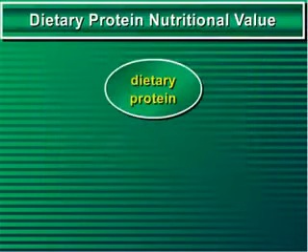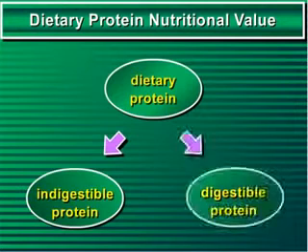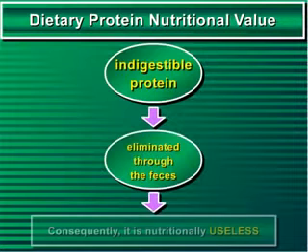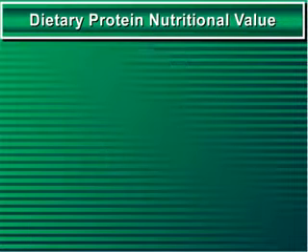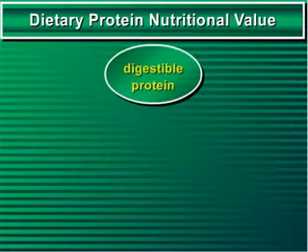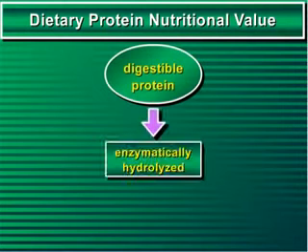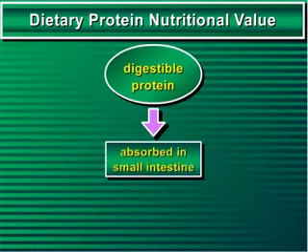A dietary protein can be either indigestible or digestible. A protein is indigestible when it is eliminated through the feces. Consequently, it is nutritionally useless. On the contrary, a dietary protein is digestible when it is enzymatically hydrolyzed in the digestive tract, thus releasing its constituent amino acids in the first 100 centimeters of the small intestine, where they are absorbed.